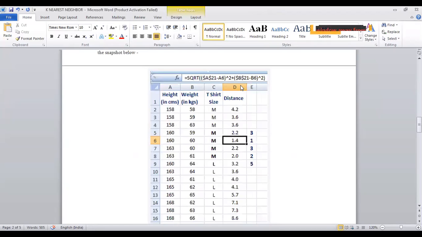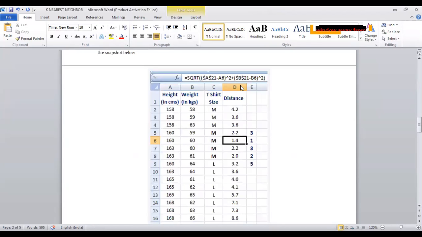Okay, like this, even the distance between the new data point and the third data point is 3.6. Distance between the new data point and the fourth data point is 2.2. Like this, we have to calculate the distance between the new data point and all the data points and write it down in the D column. Then we have to select the value of k.